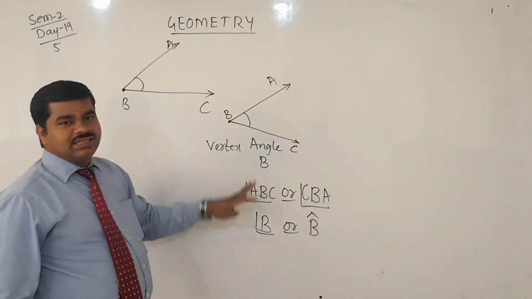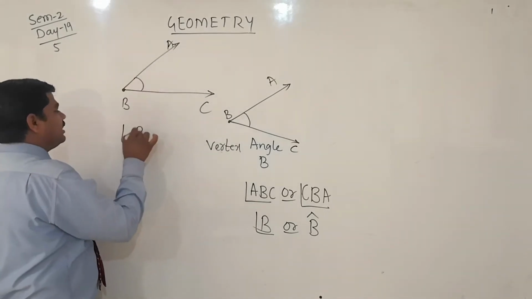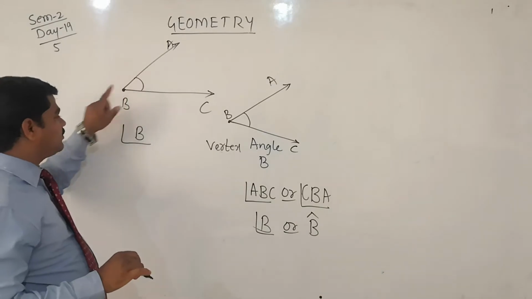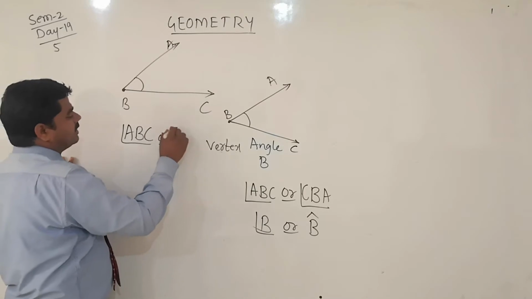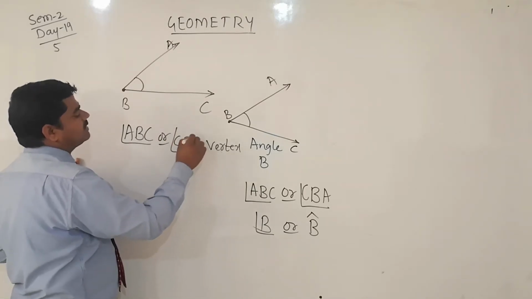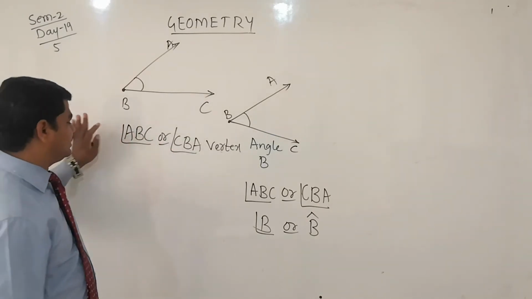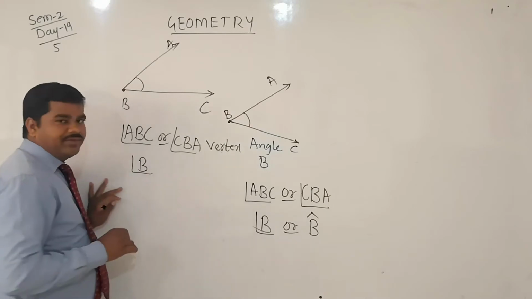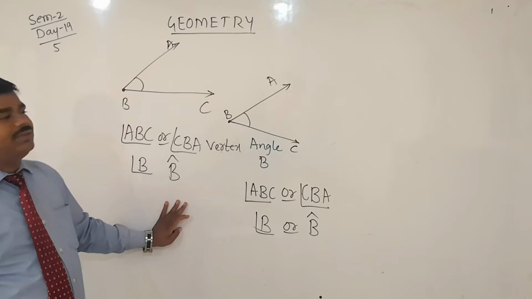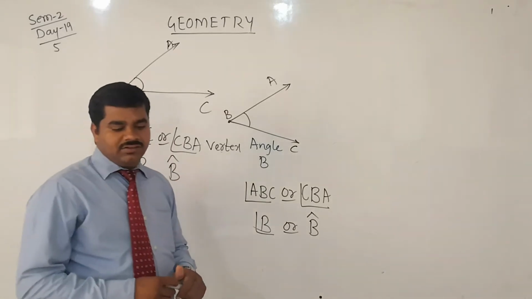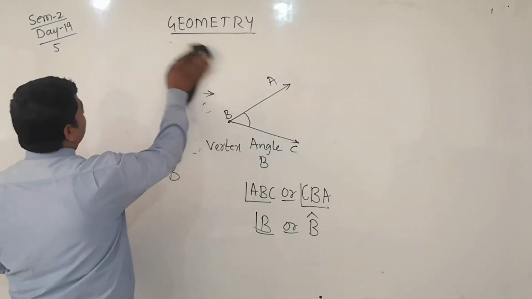Out of these three letters, the middle one should be the vertex, where the angle is formed. We can interchange A or C to be first: CBA or angle ABC. Or we can write just angle B, or with a cap on B. How is an angle formed? An angle is formed by two rays sharing a common endpoint.